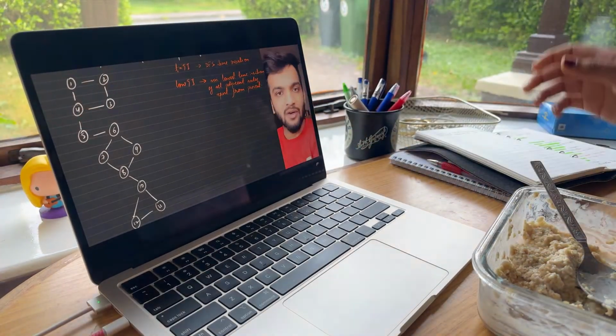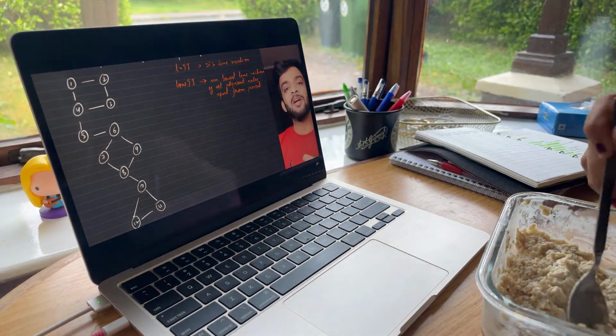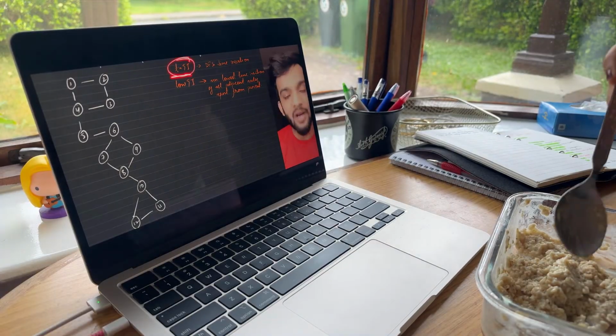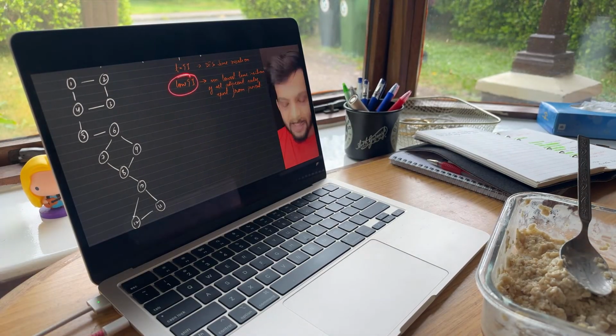So while doing the DFS traversal, keep track. When are you reaching a node? In which step are you reaching a node? The step at which you reach the node is what we call the time of insertion. Got it? What is the lowest time of insertion?